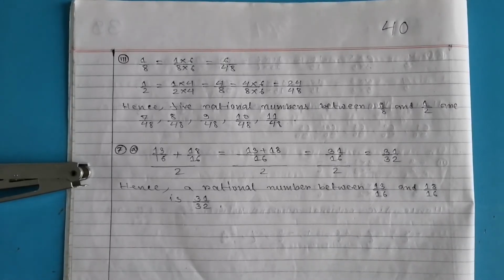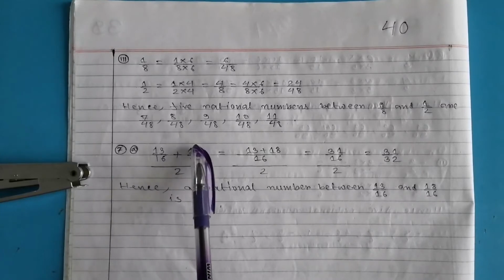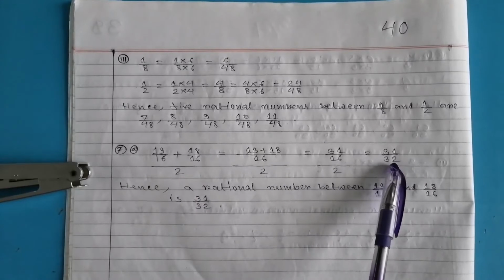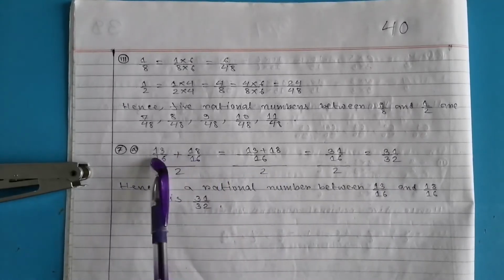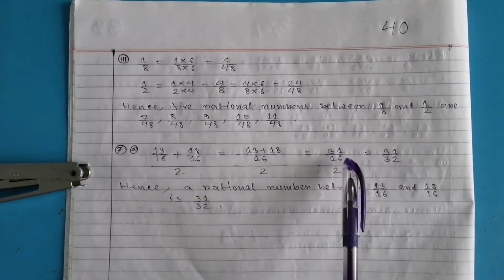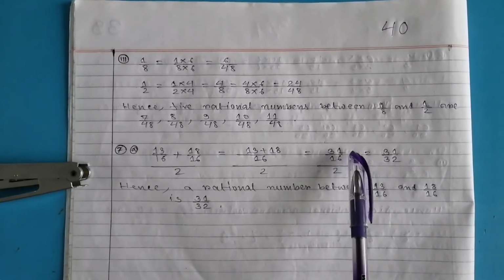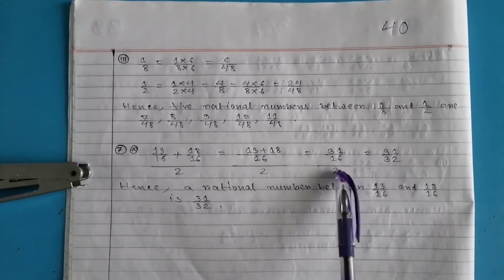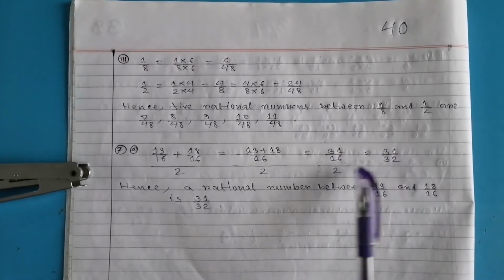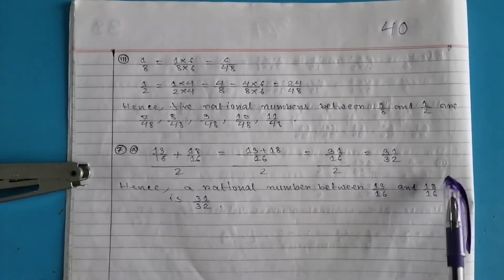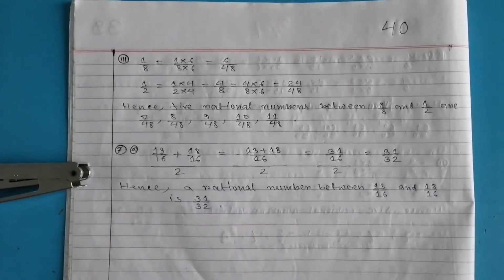Now come to the next question, question number 7, A part. Find a rational number between 13 upon 16 and 18 upon 16 using the mean method. The mean method is very easy: add the numbers and divide by 2. The LCM is 16, so 13 plus 18 is 31 upon 16, and dividing by 2 means multiplying 16 by 2, which is 32, so 31 upon 32. Hence a rational number between 13 upon 16 and 18 upon 16 is 31 upon 32.